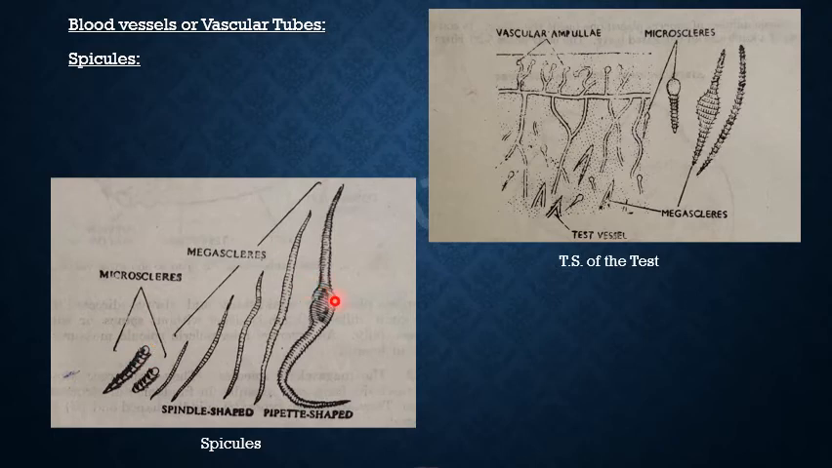I have told you 3 things which mark the difference between micro and megascleras. The first thing is the shape of microscleras and megascleras. There is only one type of shape in microscleras, which has a knob-like structure on the top and a small tail beneath that knob. And in megascleras, the shape is of 2 types, pipette shaped and spindle shaped.